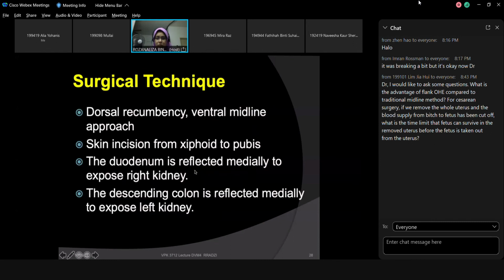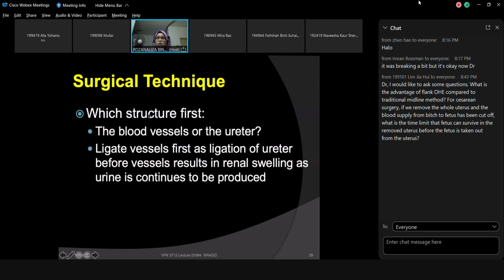So again, this is always dorsal recumbency with a ventral midline incision. So if you want to perform a nephrectomy, which structure do you deal with first? The blood vessel or the ureter? Okay?